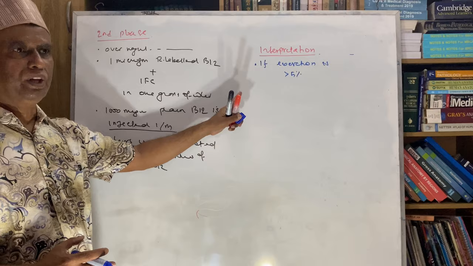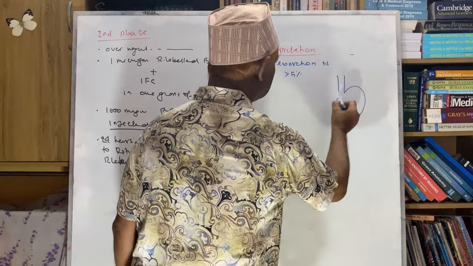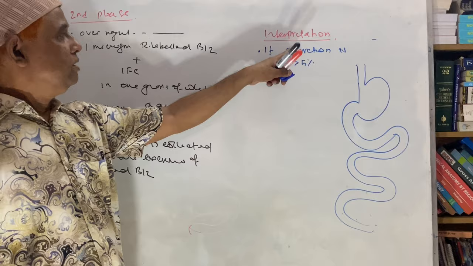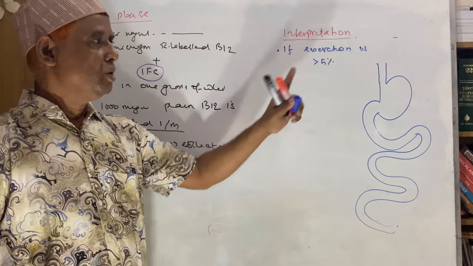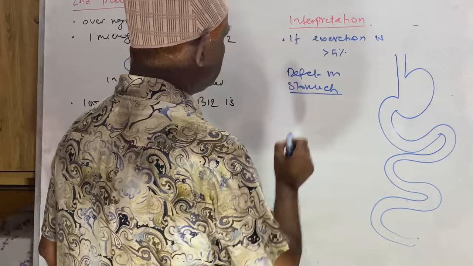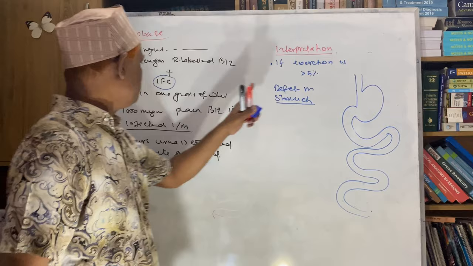If this is the stomach, after giving intrinsic factor, if excretion is more than 5%, what does it indicate? It indicates a defect in the stomach. As there is a defect in the stomach, there is no sufficient intrinsic factor here. So after giving intrinsic factor, the excretion is corrected. So the defect is in the stomach.